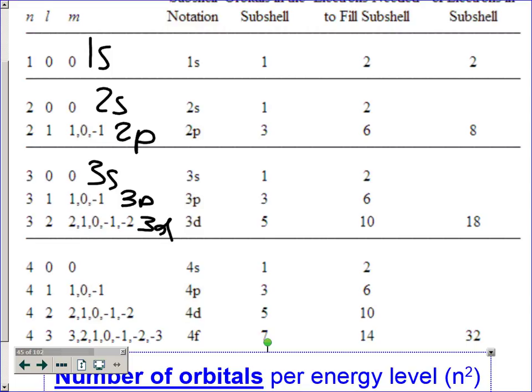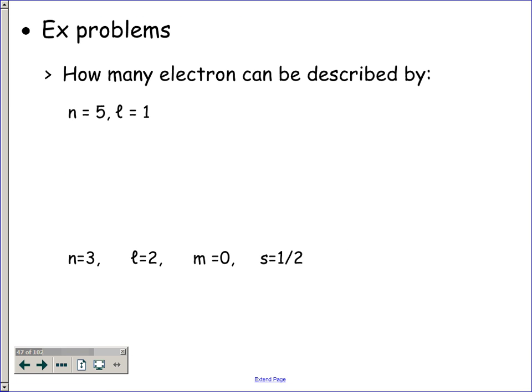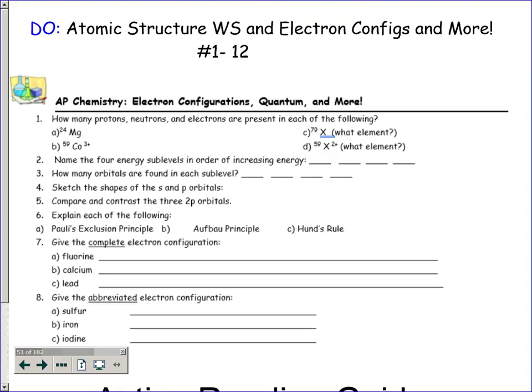Pull out your packet, probably the second page someplace. I don't think I need to tell you the rest of this. This is more reading. I'm not doing examples right now. I'll go over some more of the vocabulary with this as we go. Find this. It's the second page. I'm going to see where we are in about 10 minutes. Okay, questions 1 through 12. It should start with electron configuration, quantum, and more.